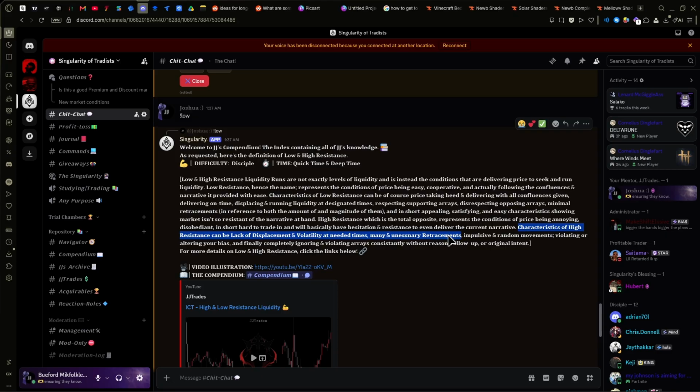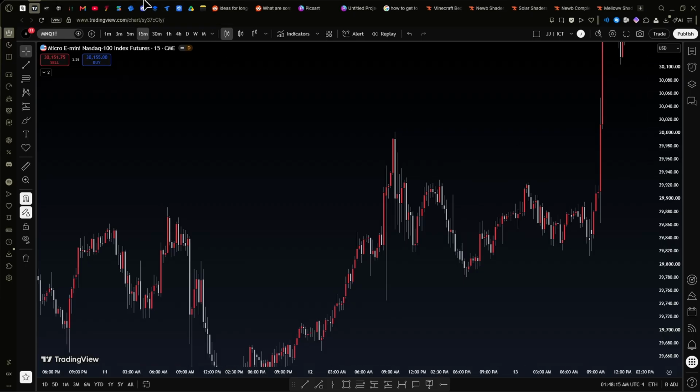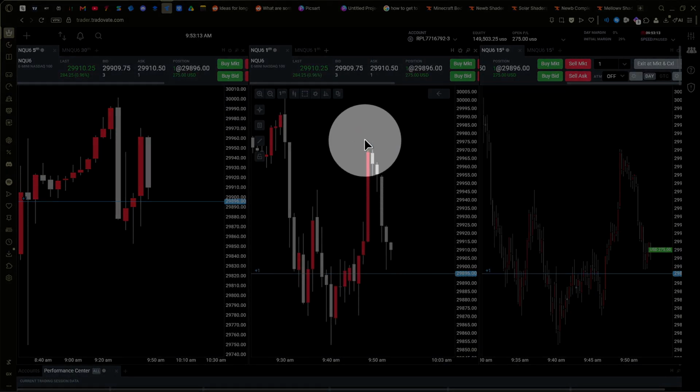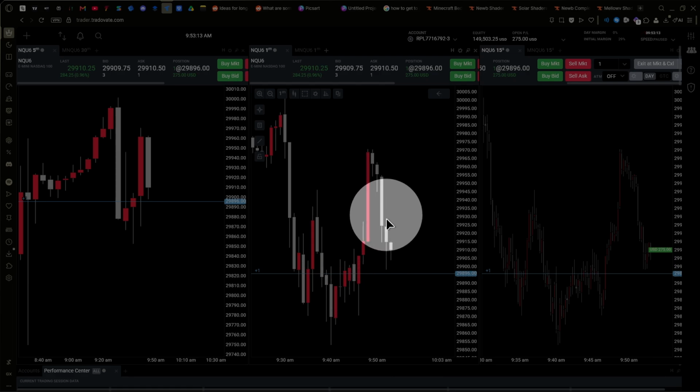So going back here, many and unnecessary retracements. I know I chopped up that word unnecessary. I got to redo that. Impulsive and random movements, meaning it'll do some random explosive movement without following up, and then it'll just be totally random, going against your narrative and not really confirming it. And that's exactly what we're getting here. Look at this. See that, it just explodes randomly. Of course it displaces, but it doesn't follow up. It just explodes randomly and comes all the way back down.